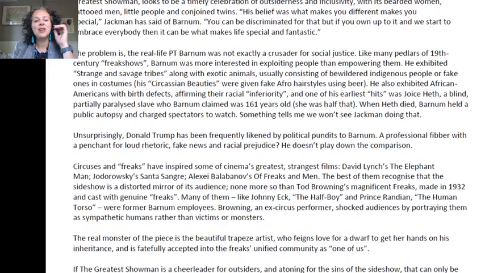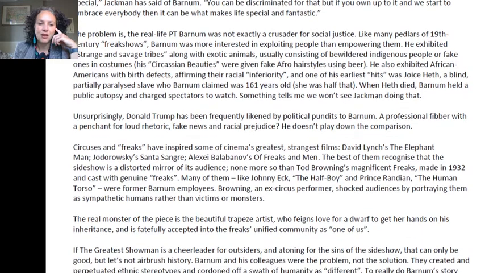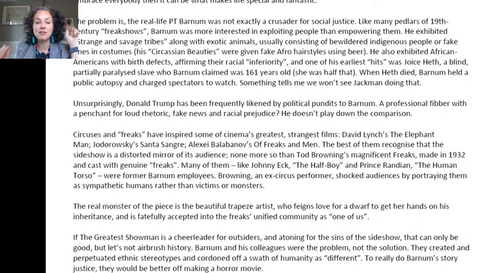Unsurprisingly, the article goes on, Donald Trump has been frequently likened by political pundits to Barnum, a professional fibber with a penchant for loud rhetoric, fake news and racial prejudice. He doesn't play down the comparison. Circuses and freaks have inspired some of cinema's greatest, strangest films. David Lynch's The Elephant Man, which is brilliant, you should watch it. Jodorowsky's Santa Sangre, Alexei Balabanov's Of Freaks and Men.